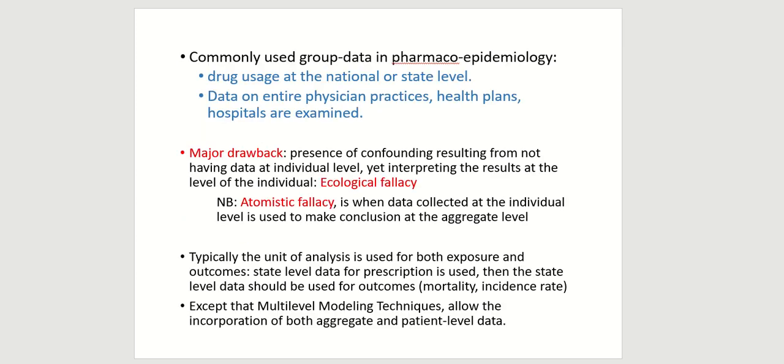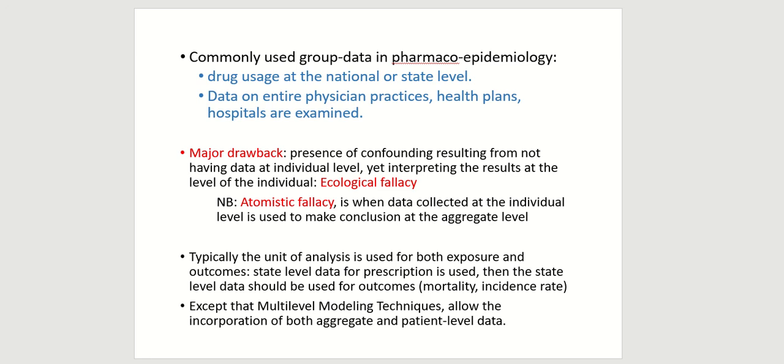So commonly used group data in pharmacoepidemiology is drug usage at the national or state level, and data on entire physician practices, health plans, and hospitals are examined. The major drawback is the presence of confounding resulting from not having data on the individual level, yet interpreting the results at the level of the individual. This is called ecological fallacy.